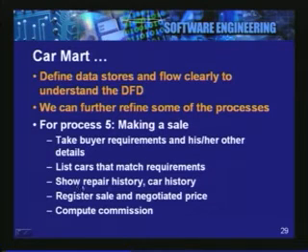The third sub process is showing the repair history and the car history. The fourth sub process is registering the sale and the negotiated price. And the fifth process is computing the commission for the salesman. So, these are the 5 sub processes which make up the process 5, which we had shown in the previous first level data flow diagram.